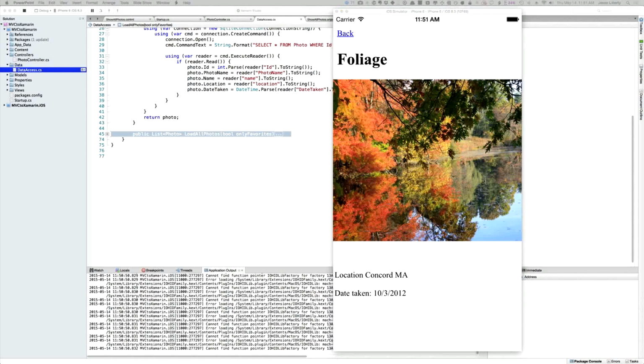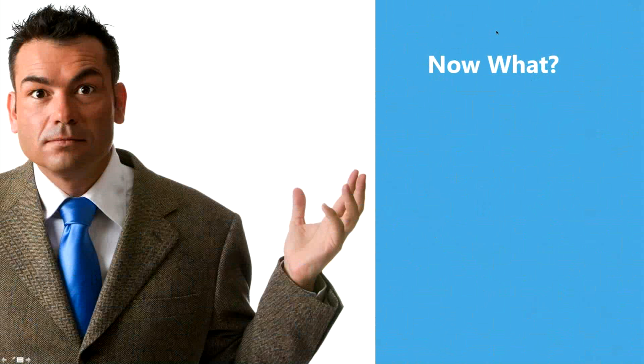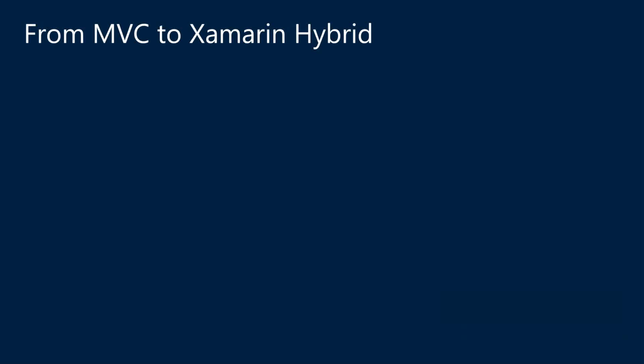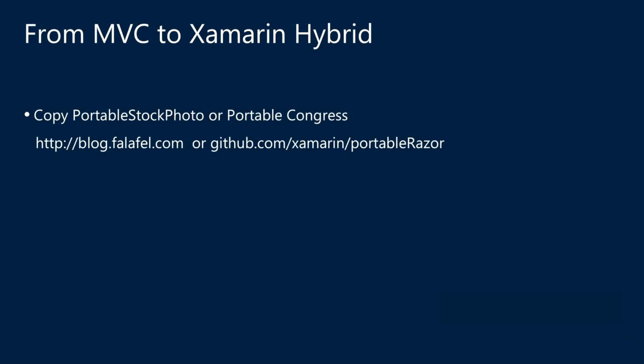There we are, PowerPoint. Okay, let me just slide down to where we want to be. And where we want to be is on what's next. So next is a quick review of MVC to Xamarin Hybrid. In order to do this, there are a couple places where you can pick up the examples and see the source to Portable Razor. You can see that github.com/Xamarin/Portable Razor is the original GitHub, and that's probably the most up-to-date.